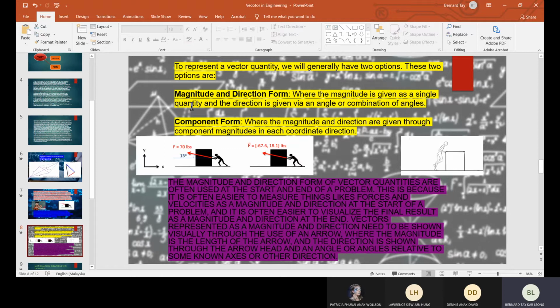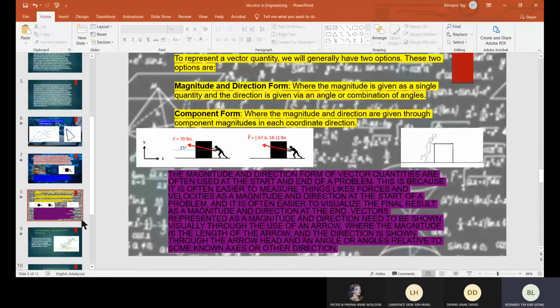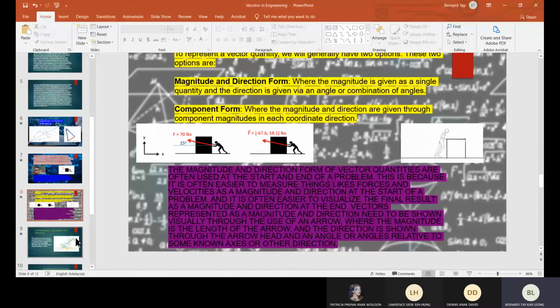Vectors represented as a magnitude and direction need to be shown visually through the use of an arrow, where the magnitude is the length of the arrow and the direction is shown through the arrowhead and an angle or angles relative to some known axis or other direction. After this I will pass my slide to Lawrence.